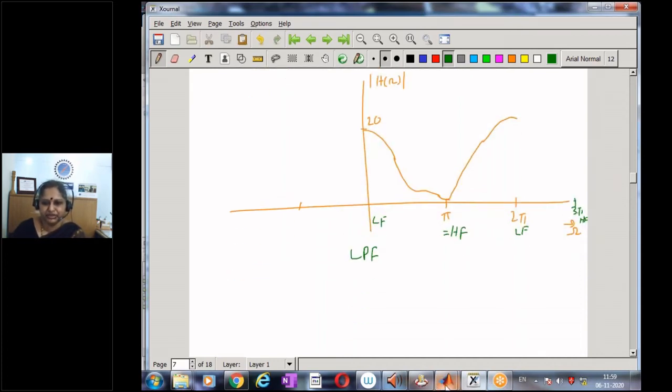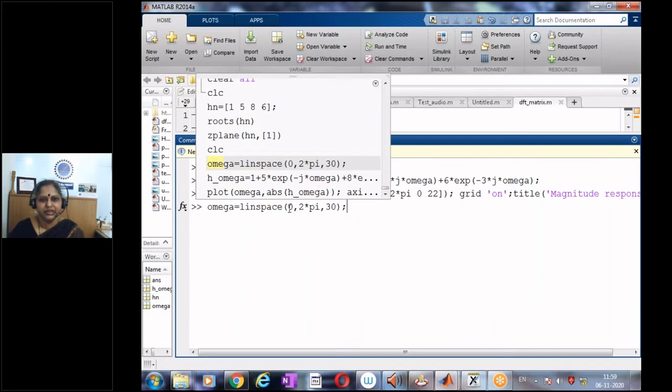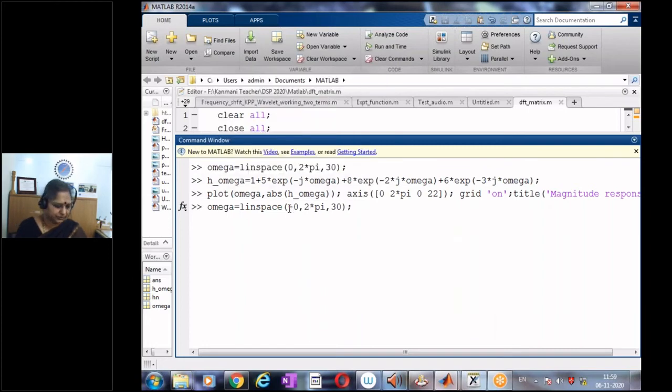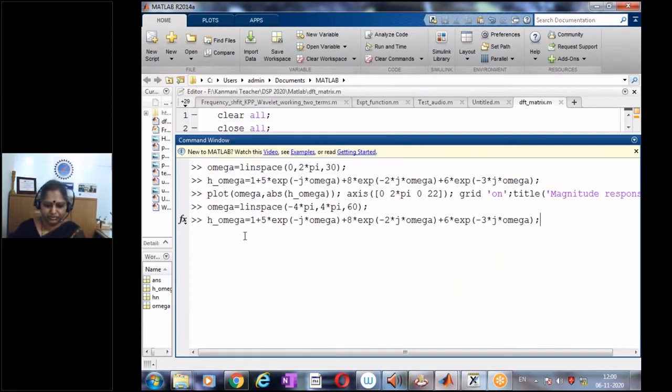Now, just to check the periodicity of the response, instead of defining my omega as linearly spaced from 0 to 2 pi, let me change my omega limits. Let me make it linearly spaced in the interval minus 4 pi to plus 4 pi. And let me increase the number of values. And let me now compute my H omega. So MATLAB has computed H omega. Now let me try to plot the result.